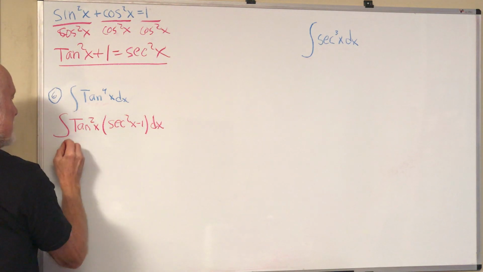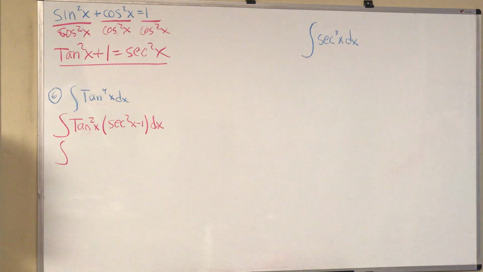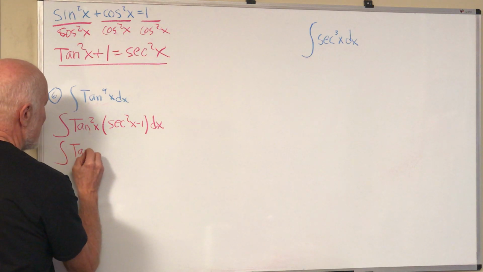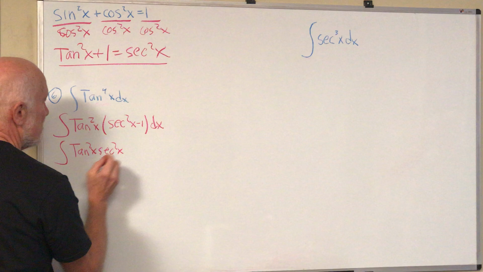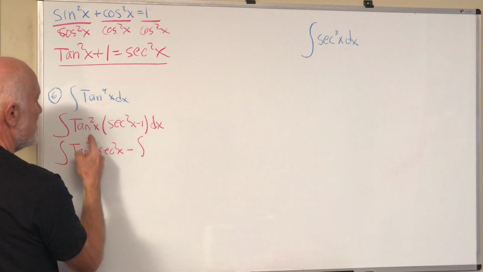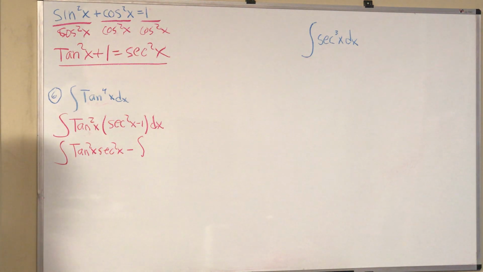And I've done what I hoped to do. I got tangent along with secant squared. That's a nice matchup. So if I rewrite this, tangent squared of x, secant squared of x, by distributing this through, minus the integral of tangent squared of x. Now I'm going to wait on that one.